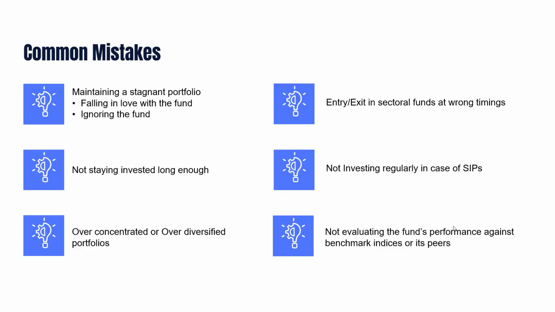Here are some common mistakes that should be avoided. The first one is related to maintaining a stagnant portfolio. So this happens because you either fall in love with the fund, you like a fund very much because it has been performing good, so you continue to keep invested in this fund, but you will have to check what is the performance of other funds in the same category. Or you just ignore the fund, you get busy with other work activities, and you just leave the fund as it is.